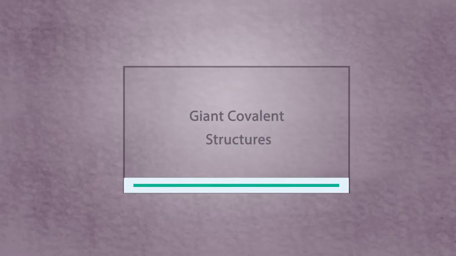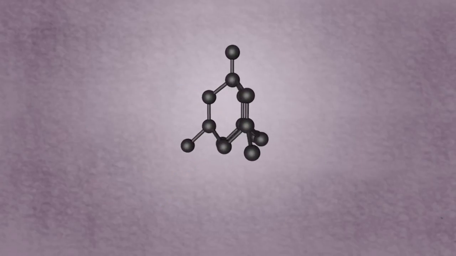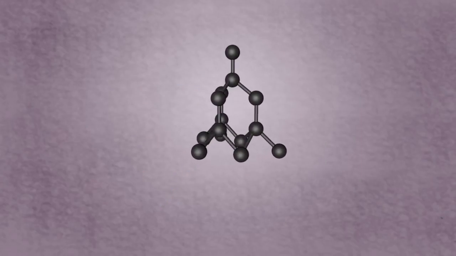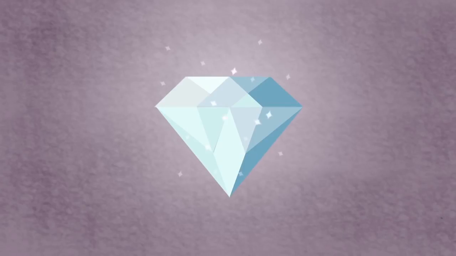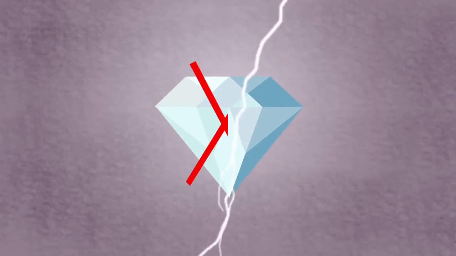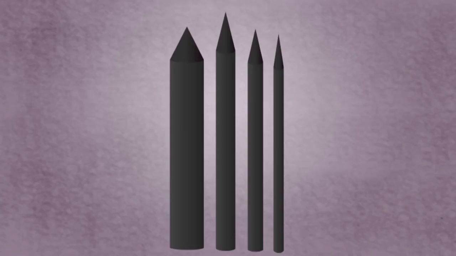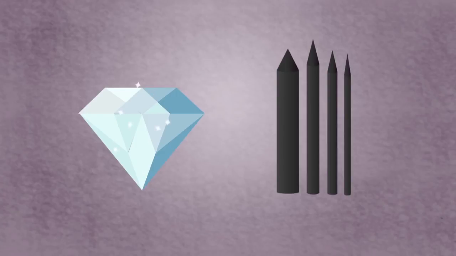Right in our giant covalent structures lesson, you may have learned about the structure of diamond and graphite. These two substances are made of only carbon atoms, yet they exhibit very different physical and chemical properties. A diamond is very shiny, remarkably strong, and does not conduct electricity. Graphite is black, not nearly as strong as diamond, and can conduct electricity. These differences are due to the arrangement of carbon atoms within the structure.